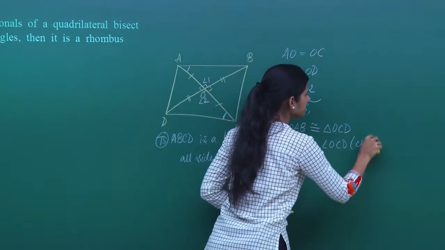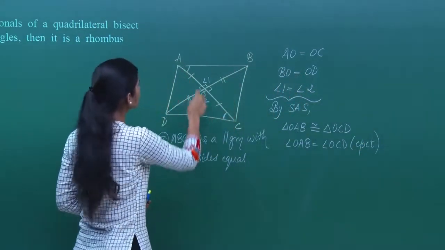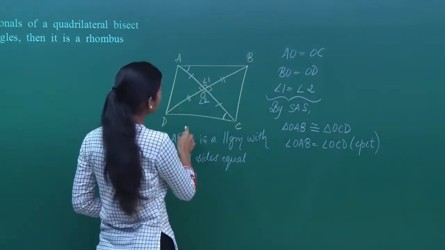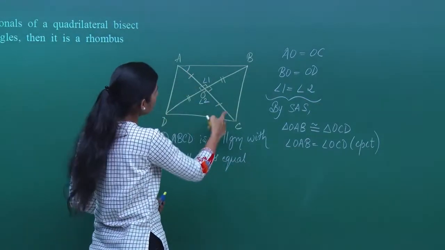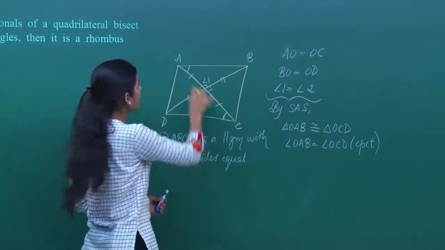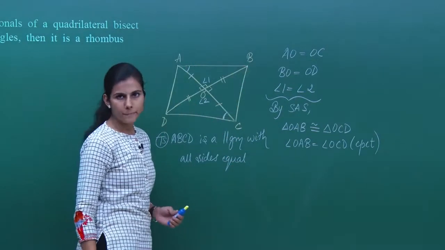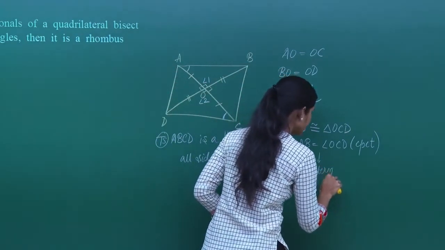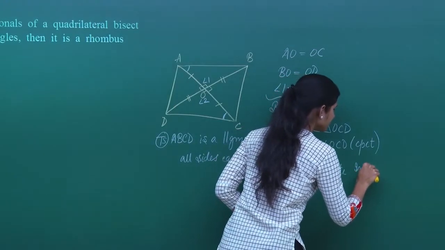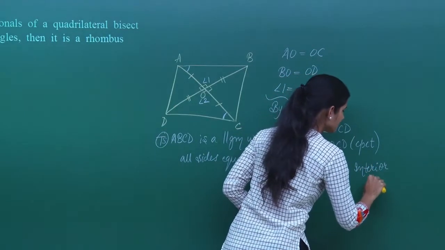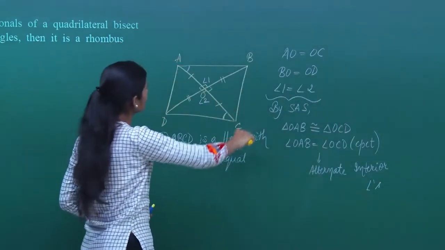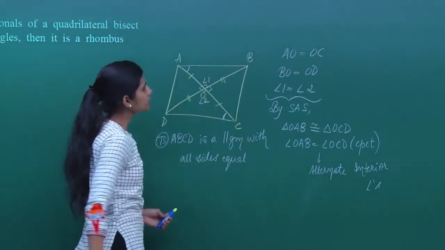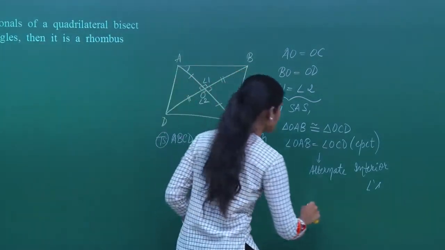Reason is CPCT. If you carefully observe, these are two lines being intersected by a transversal AC, making this pair of alternate interior angles equal, and therefore these two lines are going to be parallel to each other. So these are actually alternate interior angles. AC is the transversal intersecting the two lines AB and CD, making a pair of alternate interior angles equal. So AB is parallel to CD.